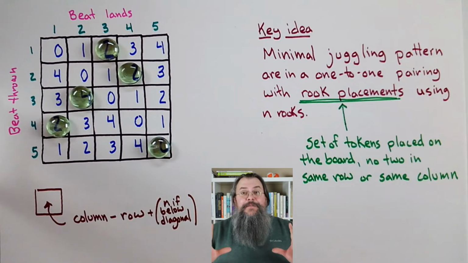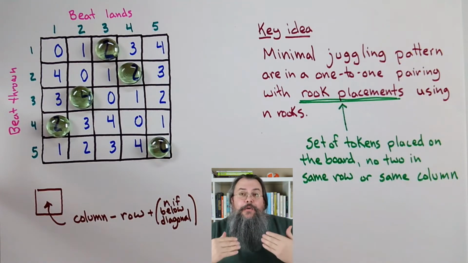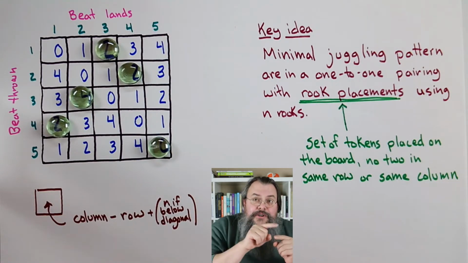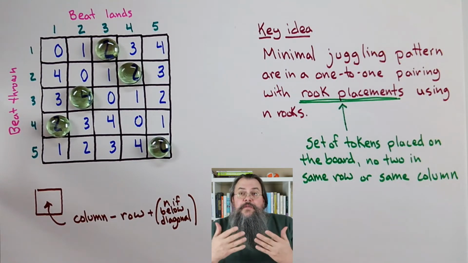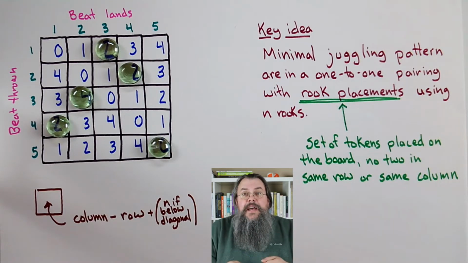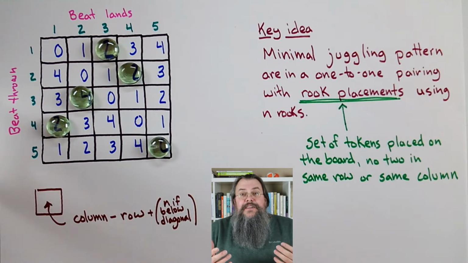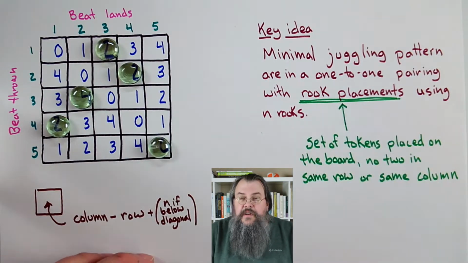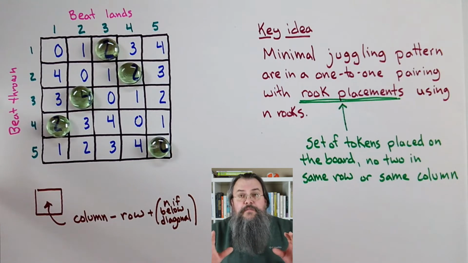So the biggest takeaway from today, and this is the most important thing that we're going to talk about, is that when we think about minimal juggling patterns, we can really think about it as placing these tokens down in a way so that no tokens are in the same row and no tokens are in the same column. So for every minimal juggling pattern, there is a way to put them down, and vice versa. Once I put these down, I have a minimal juggling pattern. Now, we call this something really special. These are called rook placements. And we're going to, in particular, have a rook placement where we have as many rooks as possible.